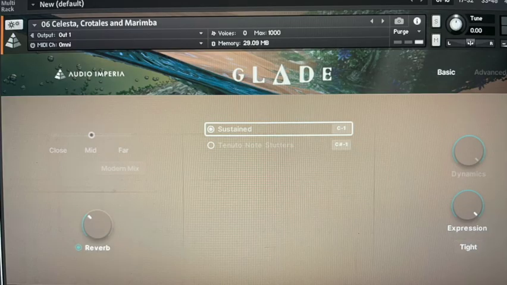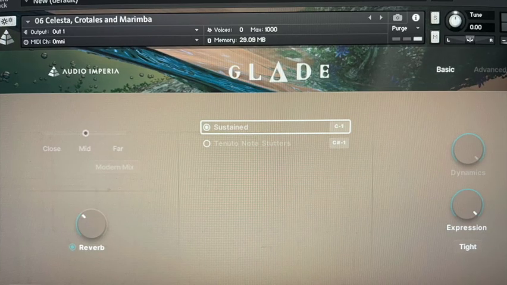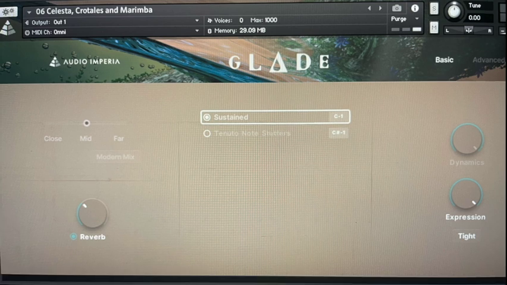Now, I wrote music for Celesta, Crotales, and Marimba separately as a part of the score, so I did use the same patch twice for these. Starting with Celesta, Crotales, Marimba.